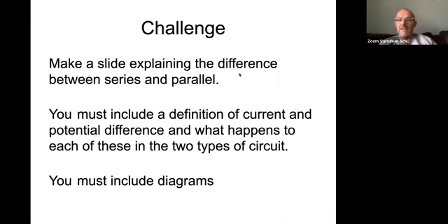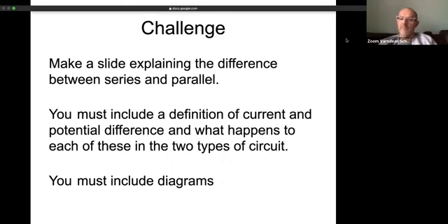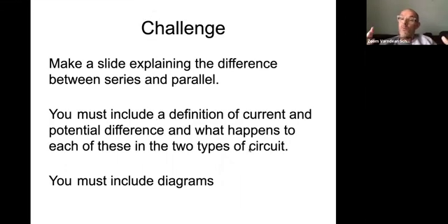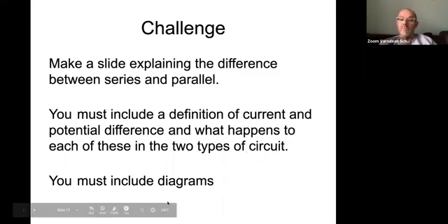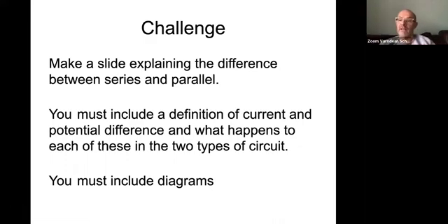And it's to make a slide. Now you can either make a Google slide or you could draw something on paper if you prefer flashcards or you prefer doing that kind of thing, and perhaps take a photo of it and upload it instead. But let's get some real technical descriptions going on here. Let's include a definition of what current and potential difference are, and then say what happens to each one of those as they go around a series and a parallel circuit. And it says you must include a diagram, which means you have to draw a circuit diagram of a series circuit and a parallel circuit to be able to explain it properly.